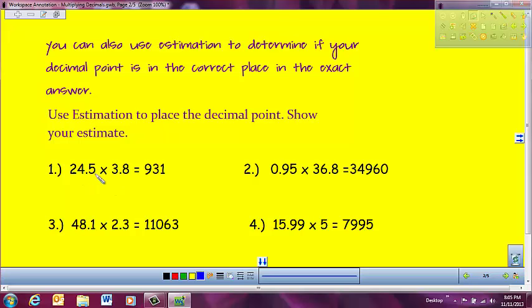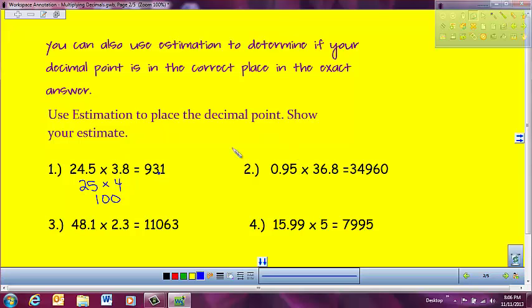Like for example, 24.5, I'm going to change that to 25. And 3.8, I'm going to change that to 4. And 25 times 4 I know is 100. And when I look over here at this number, I know 100 isn't close to 931. If I put the decimal point right here, I get the answer of 93.1, which is close to 100. Now, just to remind you, if you put it in between the 9 and the 3, you'd have 9.31, which is not close to 100. So we're using estimation to make this number close to the number we're looking for.